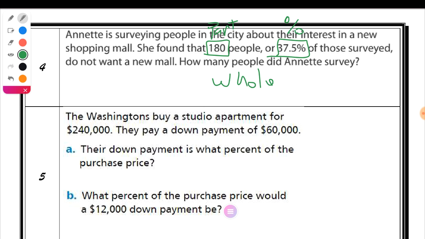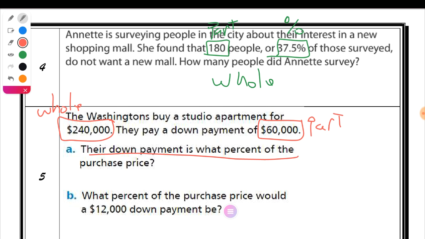Next question. The Washingtons buy a studio apartment for this price, okay? They pay a down payment of 60,000 US dollars. So they pay some part of the whole. So this is the whole, and this is the part. First, he needs the percentage of the down payment. Down payment is 60, so we'll use the formula to find the percent.